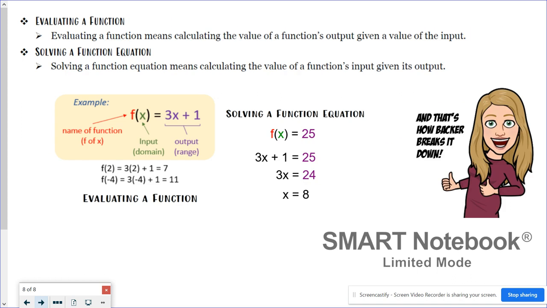So that's your recap of input and output, focusing on evaluating a function and solving a function equation. When we evaluate a function, we know the input and we are calculating the output. When we solve a function equation, we know what the output is, and we're solving the equation to find the value of the function input.